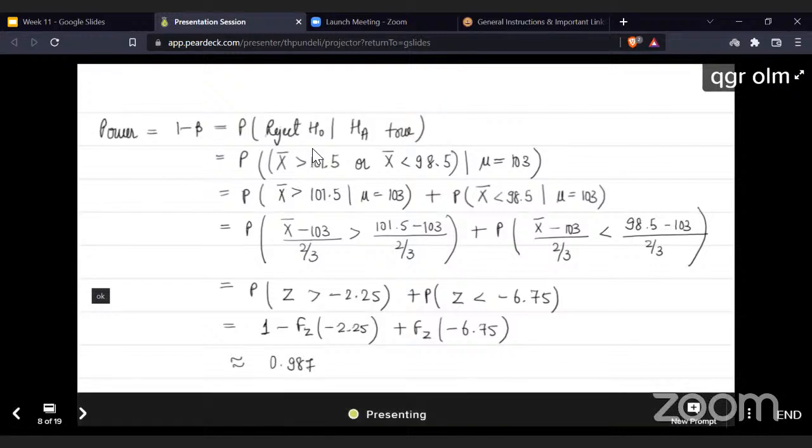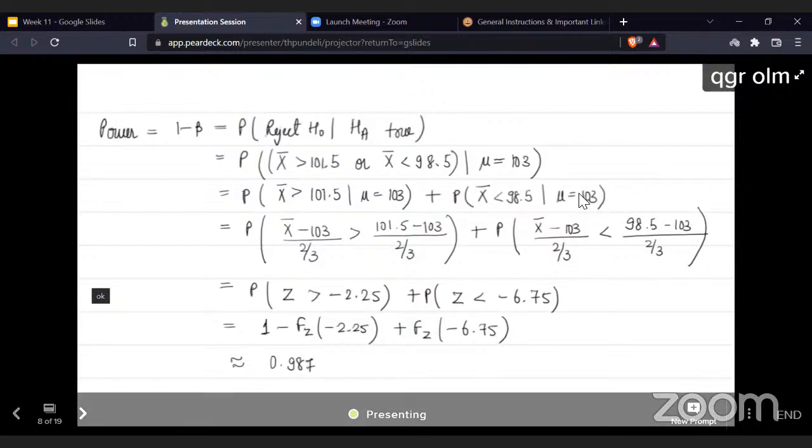So this rejection region is, again, we know it is x bar greater than 101.5 or x bar less than 98.5, right? And in this case, mu is given by the alternative hypothesis, that is mu equal to 103. Once we solve it, we get probability of x bar greater than 101.5 given mu equals 103, plus probability of x bar less than 98.5 given mu is equal to 103.